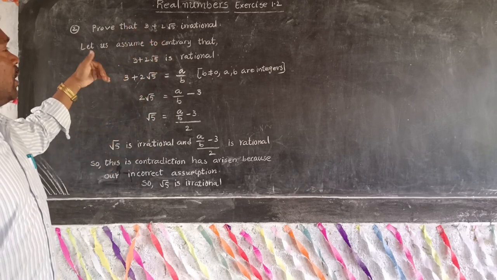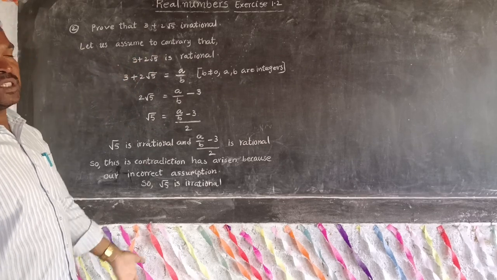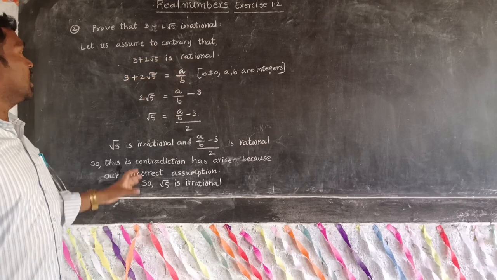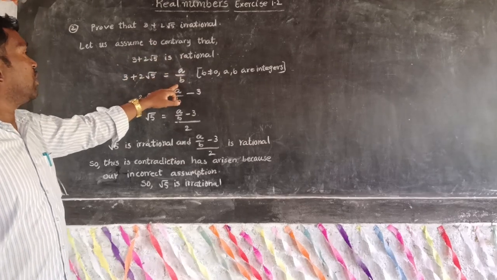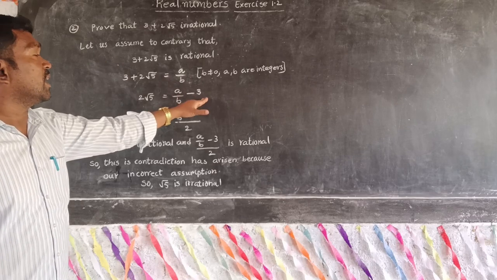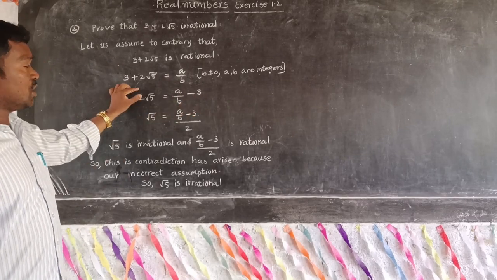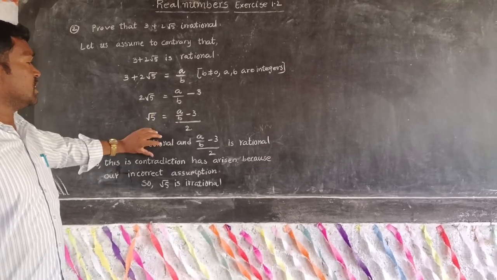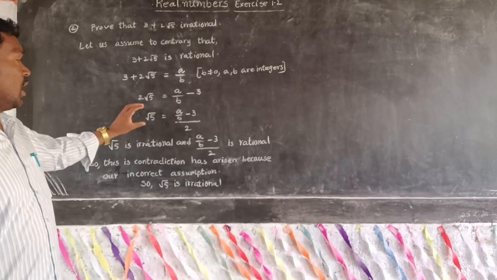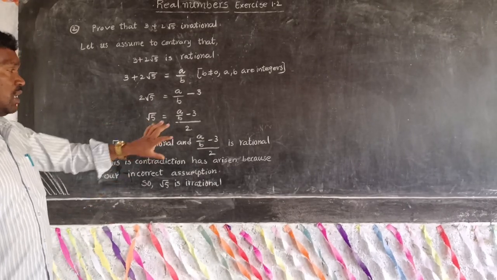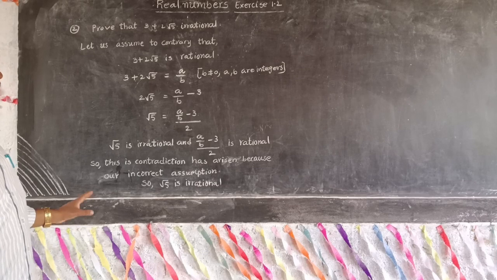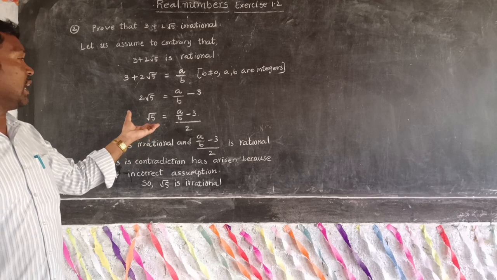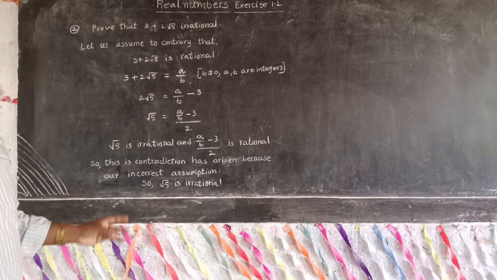Same model, same method, same assumption. Contrary to the given problem, 3 plus 2 root 5 is rational. Rational means a by b form. Transfer 3 to the right hand side, minus 3. 2 transposing to the RHS, divide. Left hand side is irrational. Right hand side is rational. Already you proved that root 5 is irrational. So this contradiction has arisen because of the incorrect assumption. So root 5 is irrational.